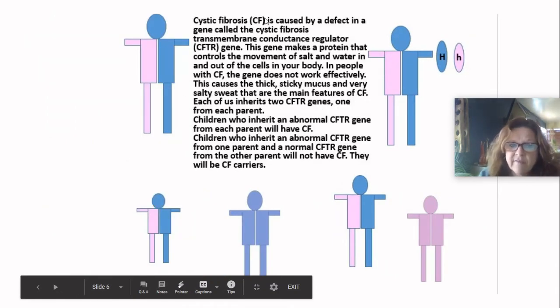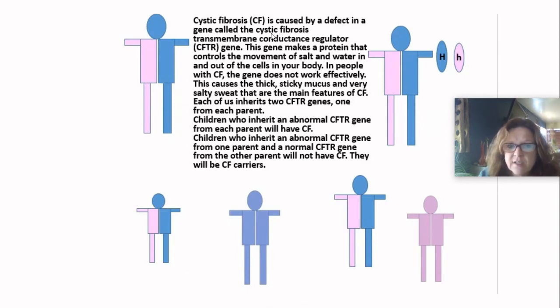Another one is cystic fibrosis, and that's caused by a defect in the gene called the cystic fibrosis transmembrane conductance regulator gene. So it's probably good just to call it CFTR. This gene makes a protein that controls the movement of salt and water in and out of the cells. And in people with cystic fibrosis, this gene doesn't work effectively. It causes thick, sticky mucus and very salty sweat.